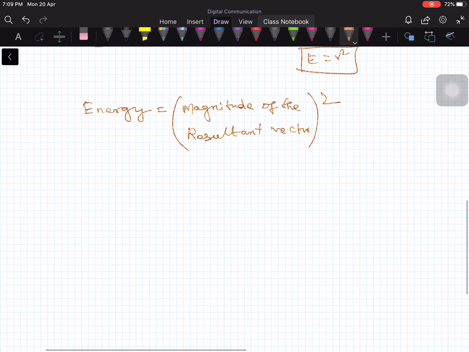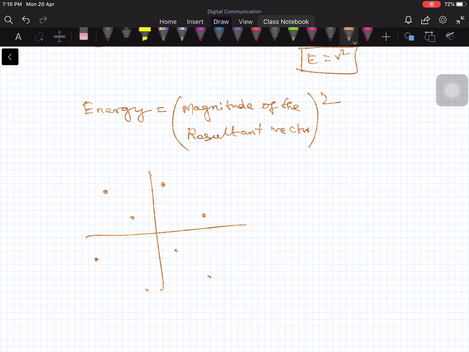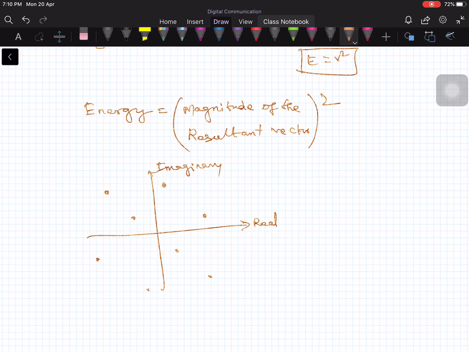Therefore if you take this constellation, which I already drew, I have 2 points here and 2 points here. It's symmetrical actually. This is your real axis, and this is your imaginary axis. Now how do you find the resultant? This is my resultant vector. Let me write down the resultant vector, in terms of the x axis and y axis.